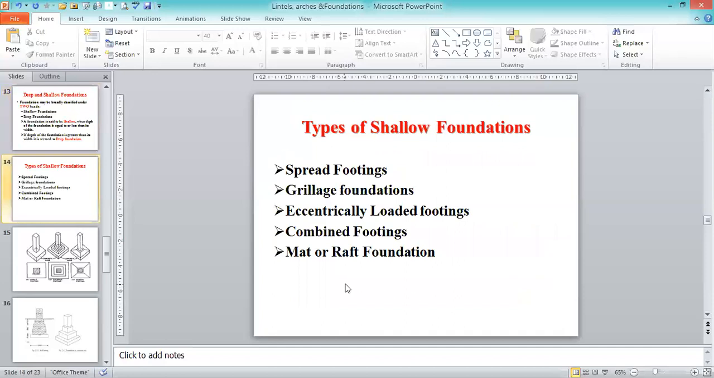Then what are the different types of shallow foundations? The spread footings, grillage foundations, eccentrically loaded footings, combined footings, and mat or raft foundation. Spread footing is a very simple footing, an isolated footing. We call it a spread footing. It is stepwise.